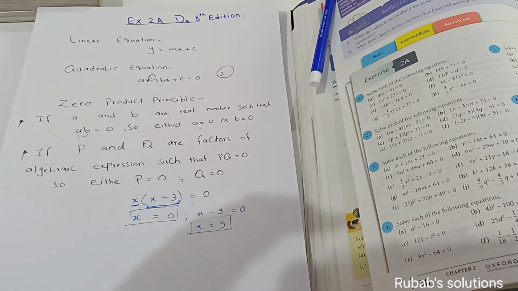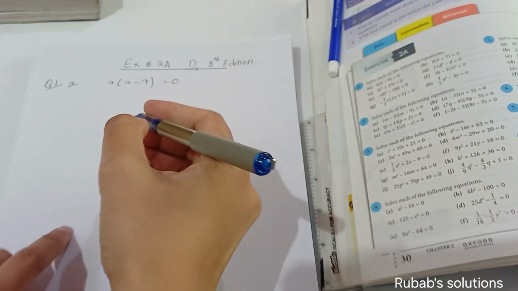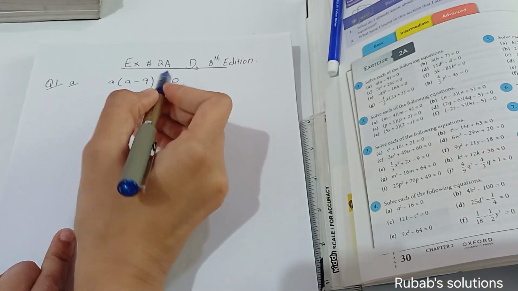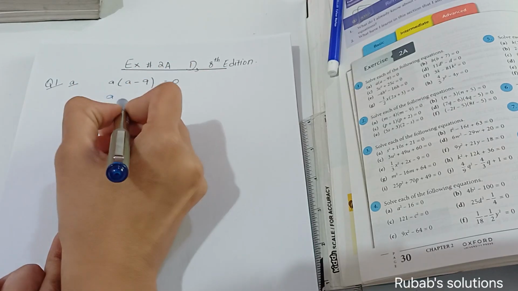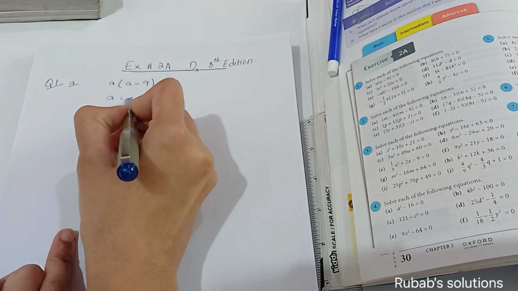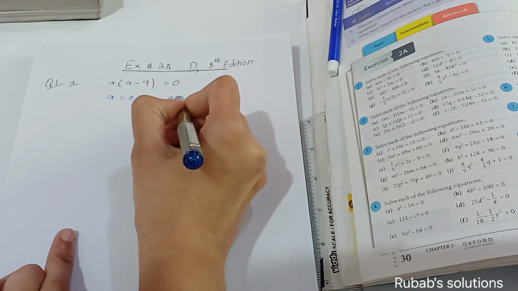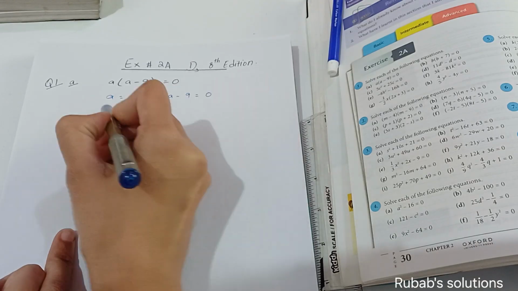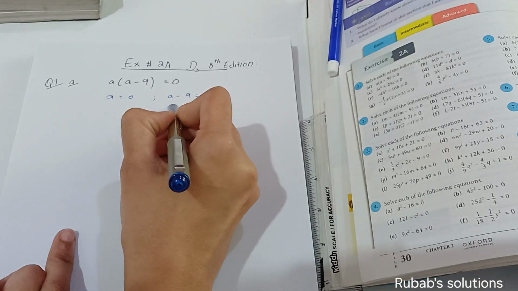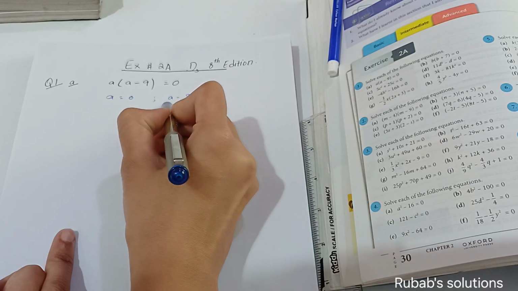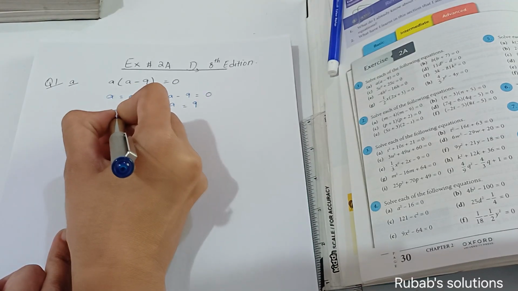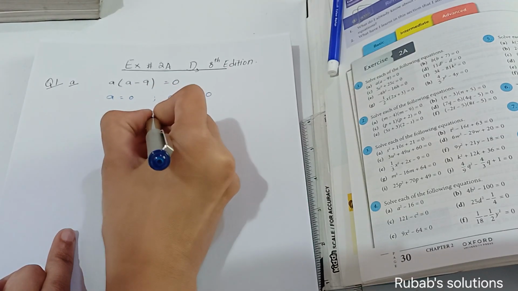So moving towards our exercise 2a, question number 1, part a: a into a minus 9 is equal to 0. So we will use the product rule: either a is equal to 0 or a minus 9 is equal to 0. From here it is already solved. This minus 9 will move to the other side and become plus 9. So the solution set is 0 or 9.